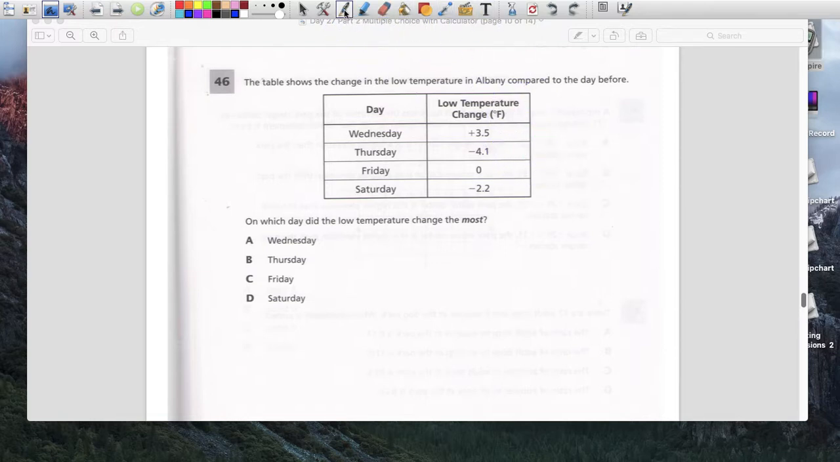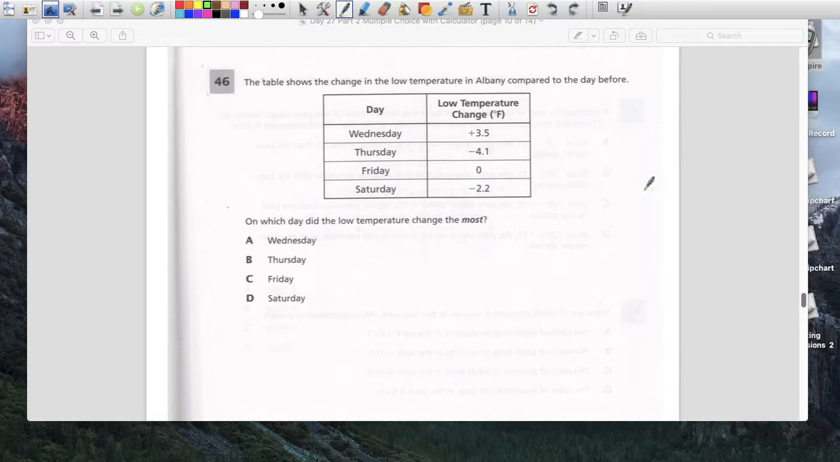Let me erase this. Compared to the day before, so this is Wednesday, and let me write a Tuesday here. Whatever Tuesday was, the temperature, let's just assume it was 0. On Wednesday, it went up 3.5. So there was a change of 3.5. Maybe 0 is not a good example. So let's just assume there was a change of 3.5.